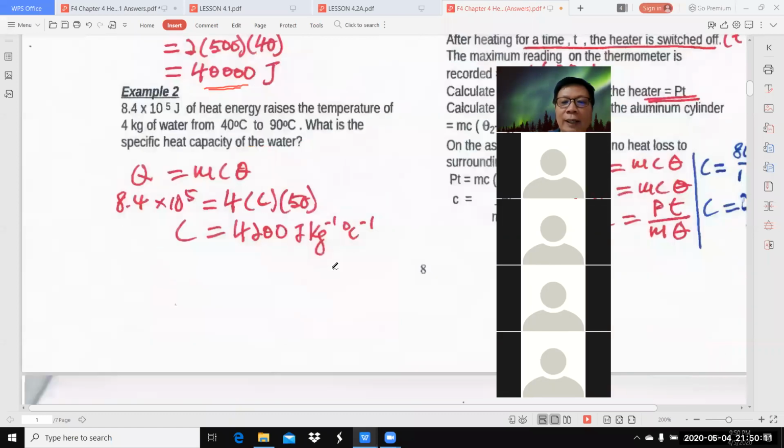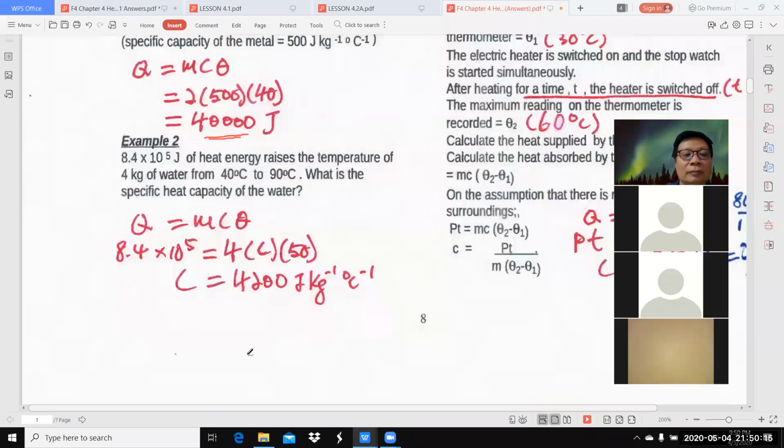Okay, check your answer. The answer is here. We go to Q = mcθ. Q, the heat energy, is given already, this value. Mass is 4. C you don't know. You have to find the change in temperature, θ, which is 50. So the C value is 4,200 joule per kilogram per degree Celsius.